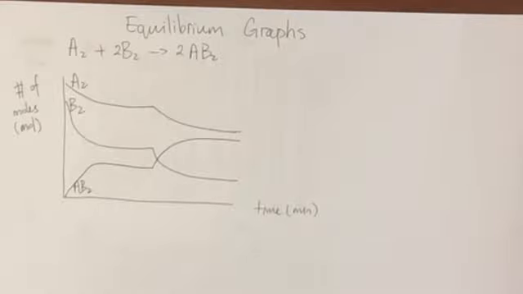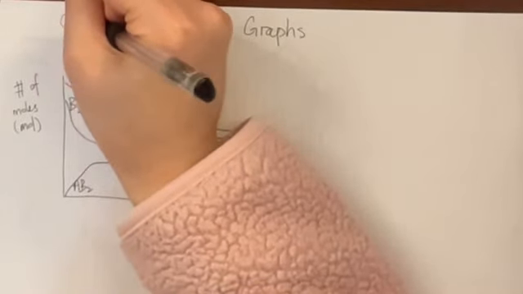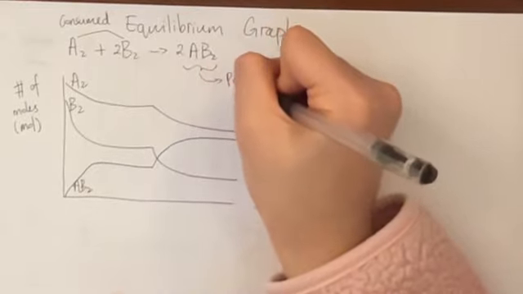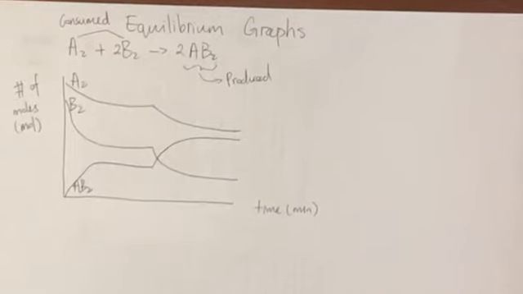So remember, the reactants are always the ones that have been consumed. So these two are always the consumed ones, and the product is the produced one, which you can see in the graph, as the AB2 curve has been increasing gradually, which means that this is the product.